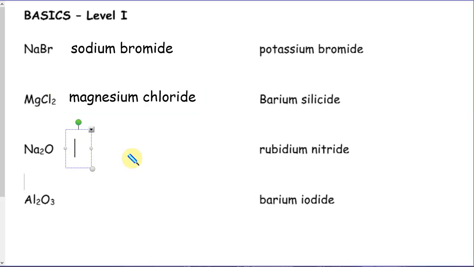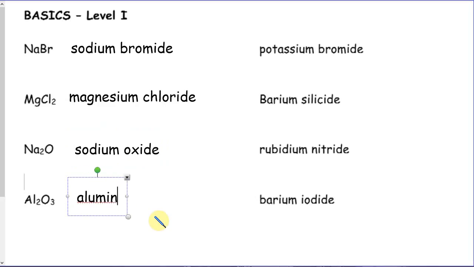Na2O, name of Na is, I just about typed natrium, its Latin name, sodium oxide. And Al2O3 would be aluminum oxide. So naming, pretty simple. Formula writing, generally a little bit more complicated. We'll be doing the crisscrosses and all that good stuff here.